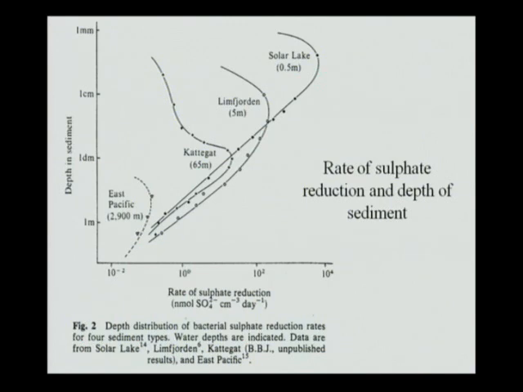Limfjorden, which is in northern Denmark, 5 meters. It's very shallow. Also, the rate decreases very fast. But in more open seas, it is slower and slower. Go down in the sediment column, and the change is not as big as, let's say, here. The reduction is very fast over that distance. I won't go more into that.